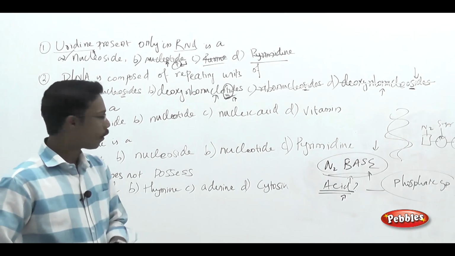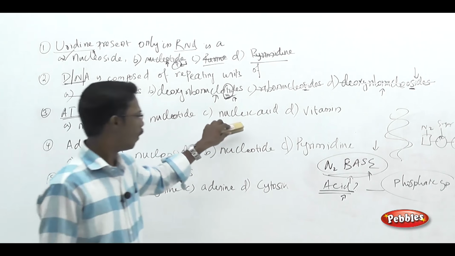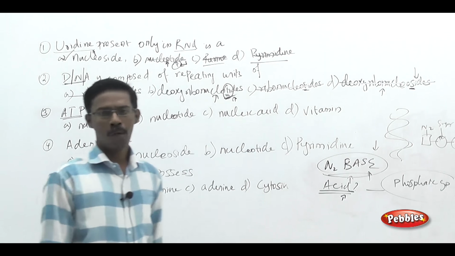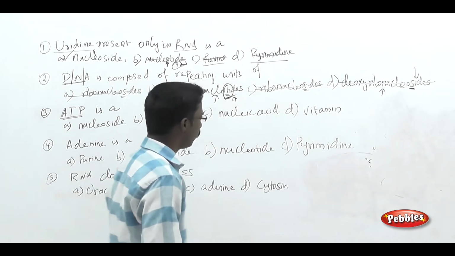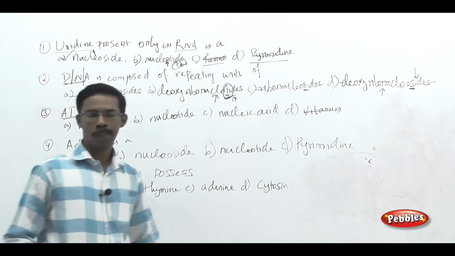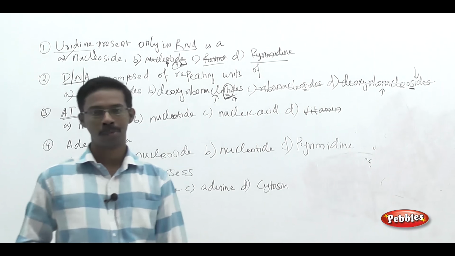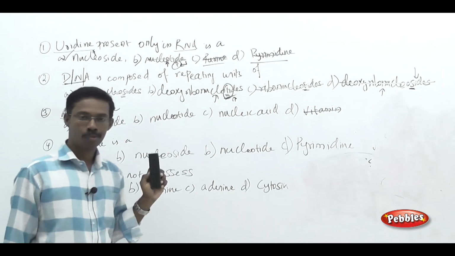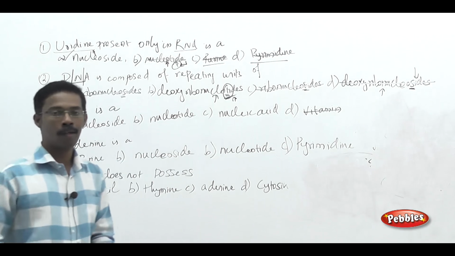ATP is a, and the choices are nucleoside, nucleotide, nucleic acid and vitamin. Among the choices we can easily eliminate the vitamin. ATP is not a vitamin. We all know ATP is an energy carrier molecule. It provides energy throughout the cell, and I told you ATP is a part of the nucleic acid.